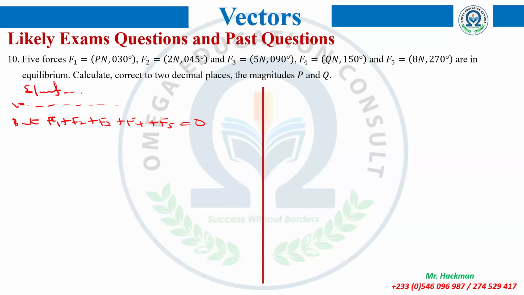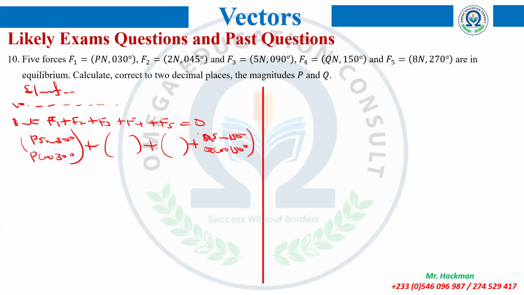Yes, please. So now you come and find this. This one will give me P sine 30 degrees, P cos 30 degrees. Don't forget your degrees. Then the other one too, you come and do it, up to 5 times. The 4th one contains Q, so that will give you Q sine 150 degrees, Q cos 150 degrees. I hope you are following. Then plus the last one.